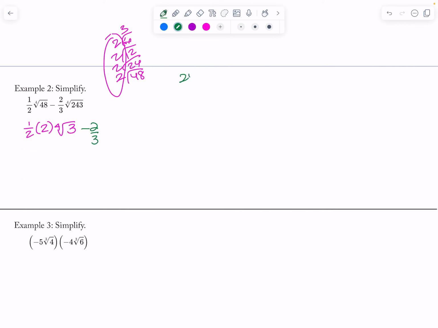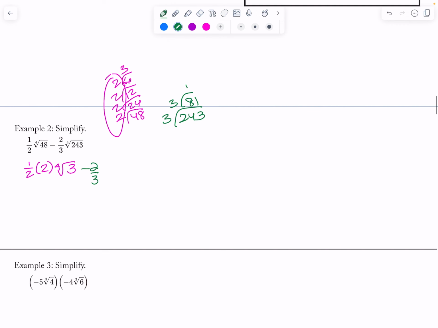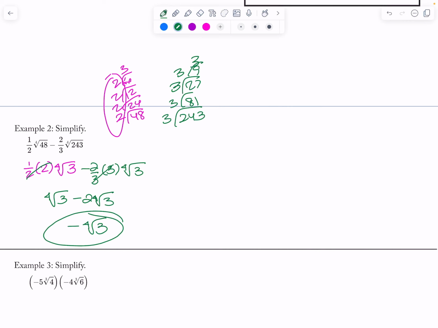And then my second one here is minus 2/3. And then I have 243 divisible by 3 is 81, divisible by 3 is 27, divisible by 3 is 9, divisible by 3 is 3. So there's 5 of them. So I can pull one of them out, and then it's the fourth root of 3. So now what I have is the fourth root of 3, because those 2's cancel out. These 3's cancel out. Minus 2 and the fourth root of 3. So this is negative fourth root of 3.